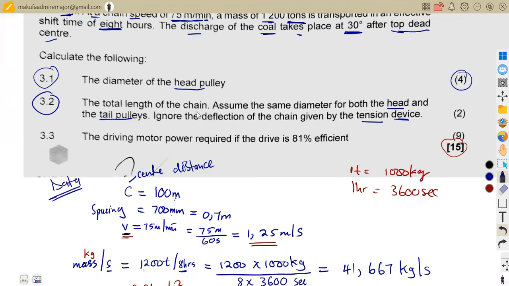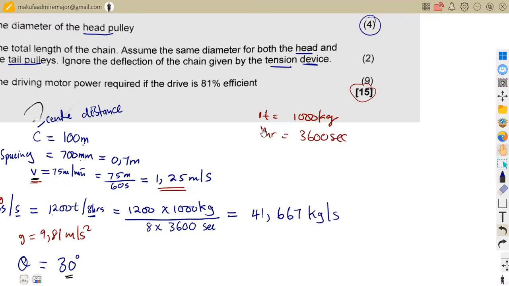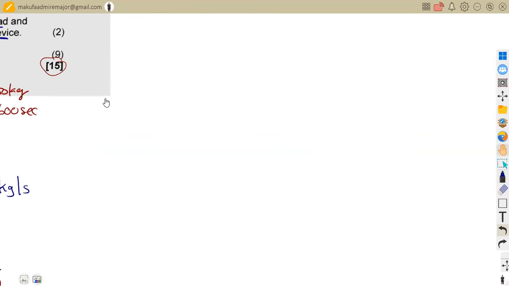All right, so take note, this is on a pulley, like we are given a pulley in this case, like let us say this way. If you check properly, we need the total length of the chain. So it will be like this. We are having, that's 3.2. So we are having the head pulley and the tail pulley, which is the top and the bottom in this case.